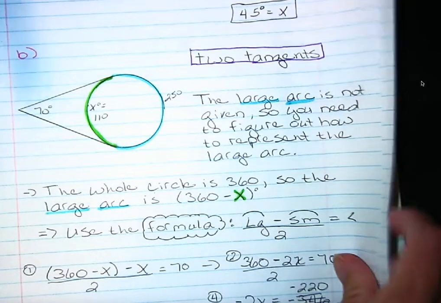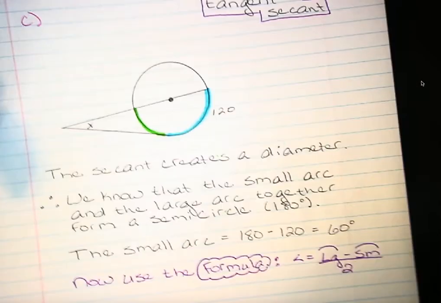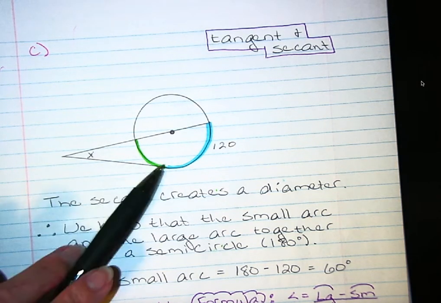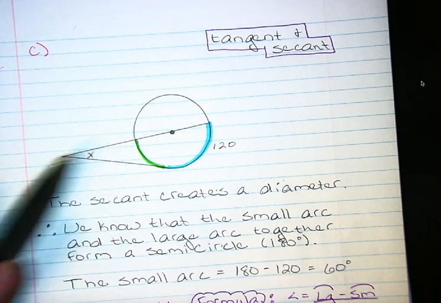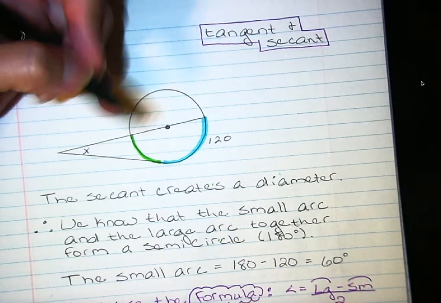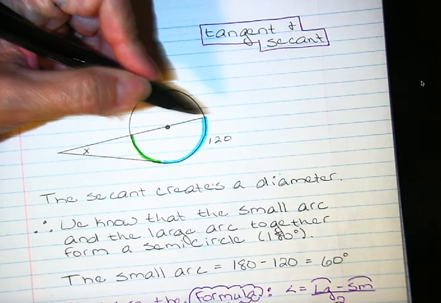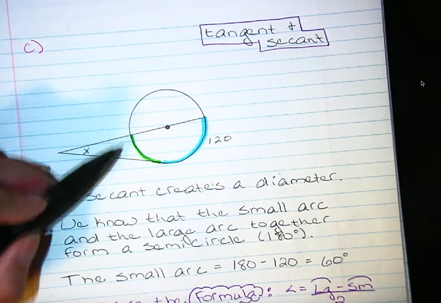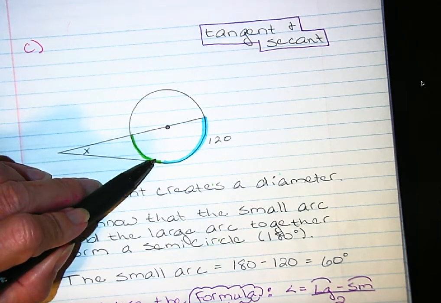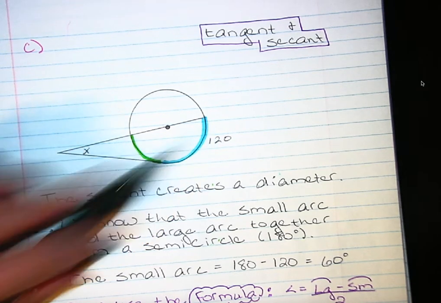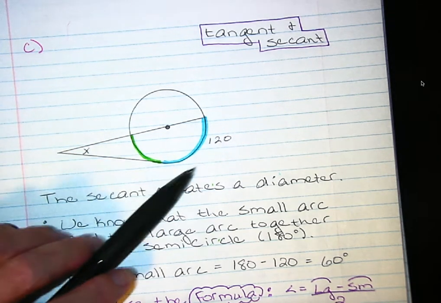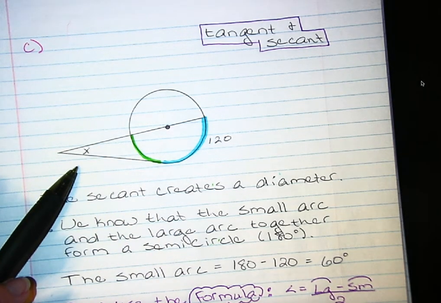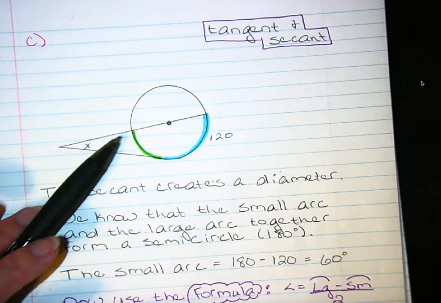Okay, let's look at one more. The last one is one that is created by a tangent and a secant. And in this example, the secant creates a diameter. Okay, it doesn't always, but in this example it does. You can see that it also makes a small arc and it makes a large arc. So it looks like they've given us the large arc and we're trying to find the angle.